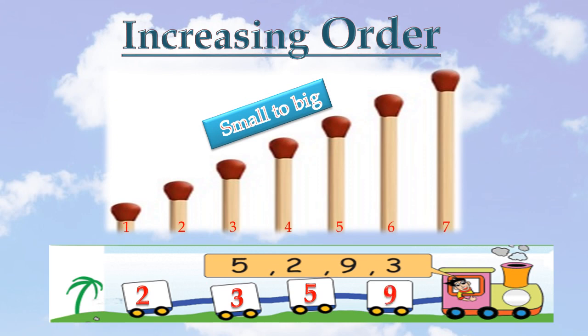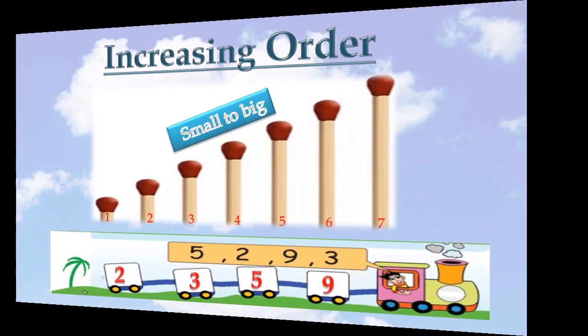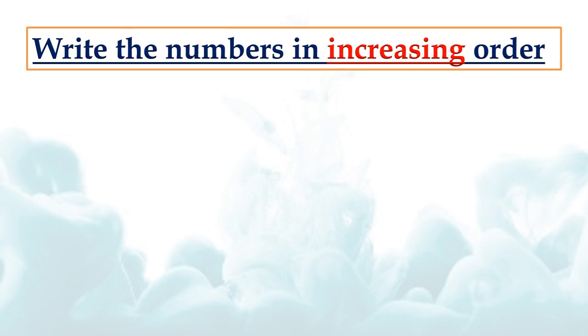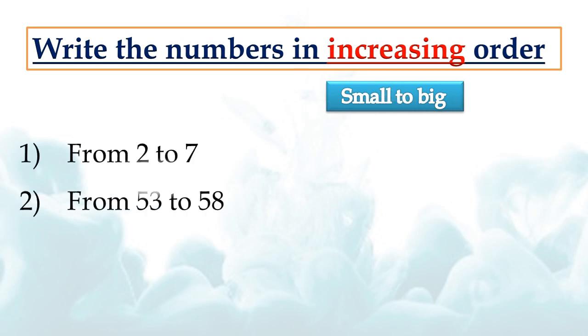Now we arrange these numbers in increasing order. Increasing order means small to big. 2, 3, 5 and 9. Write the numbers in increasing order. Increasing order means small to big.